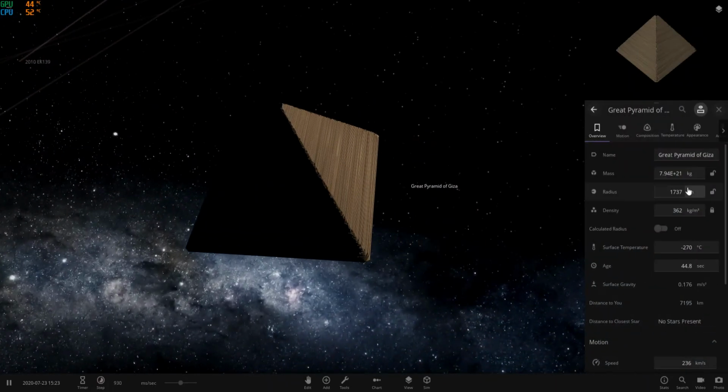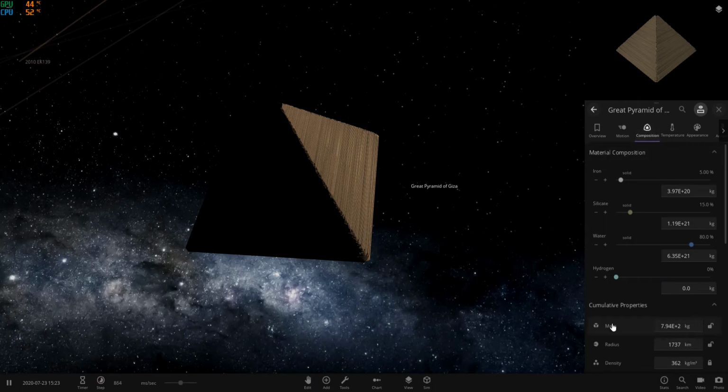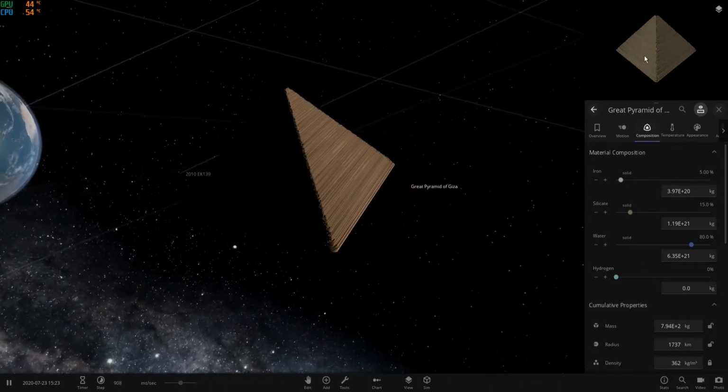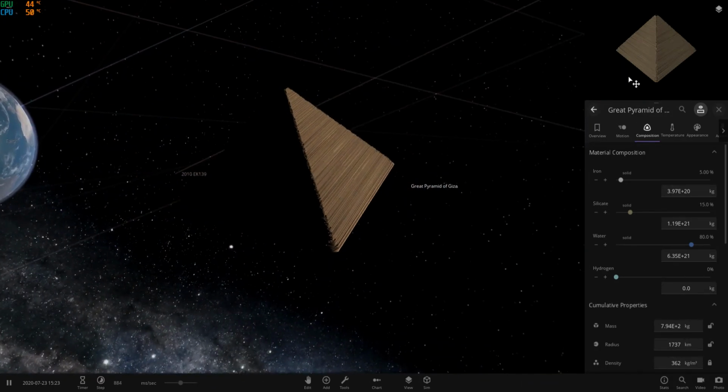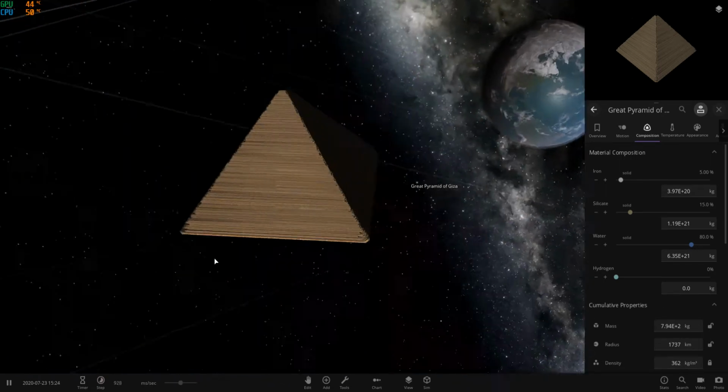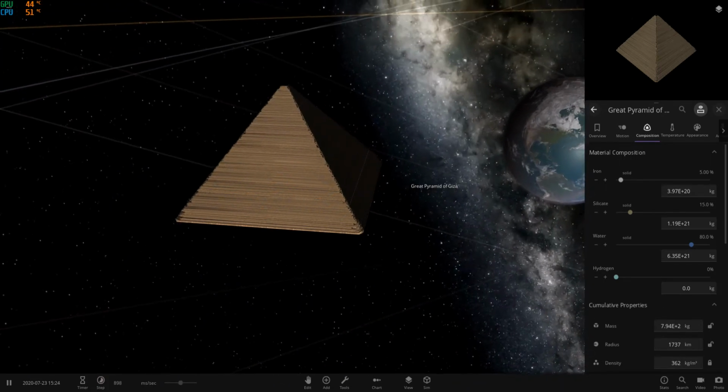Now what is this thing made of? Water. We of course know that the pyramids of Giza was made by water. The great flying water balloon of Giza. Daylight.